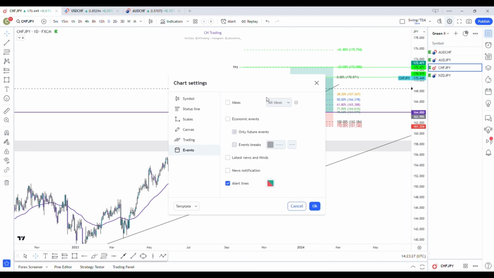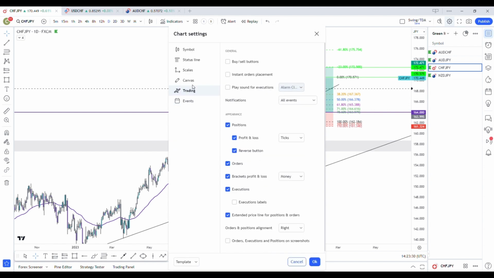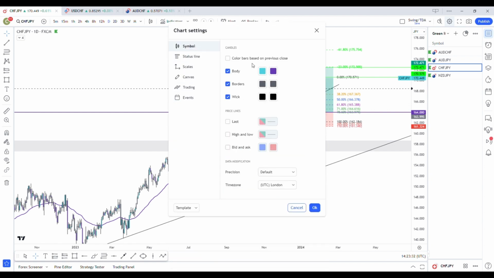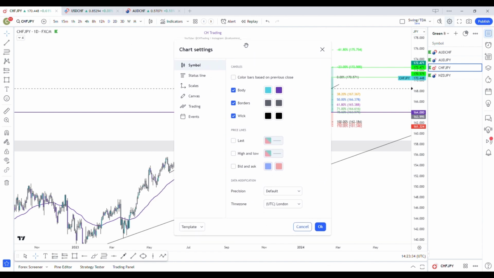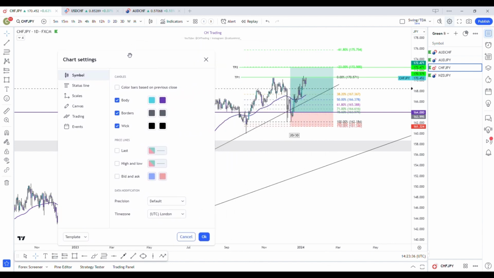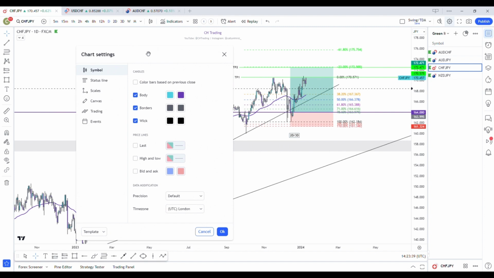But those are the settings that I use. So I just adopt my logic behind it. You don't have to use the exact same colors or anything like that. It's just the logic of having a clean and minimal chart so that you can see the price action and see what's actually going on in the markets.